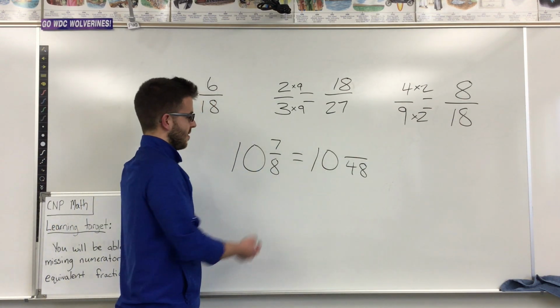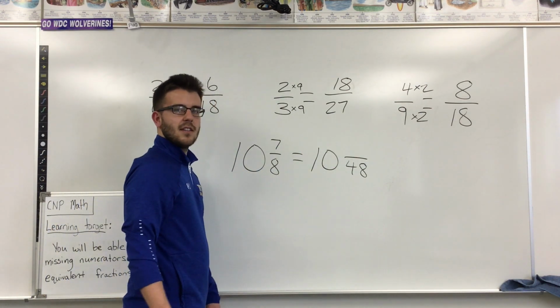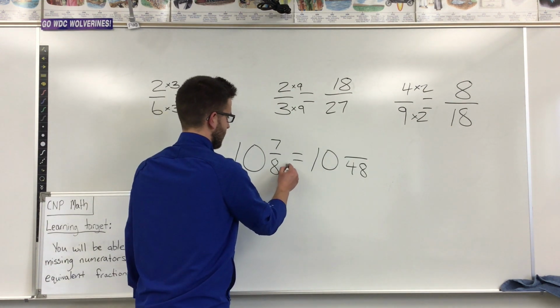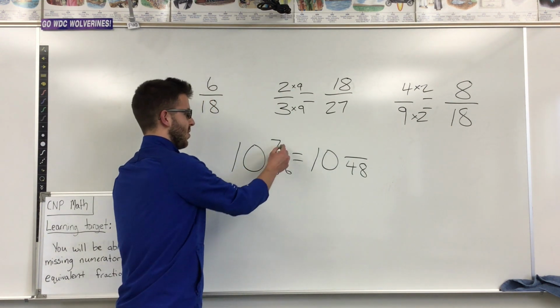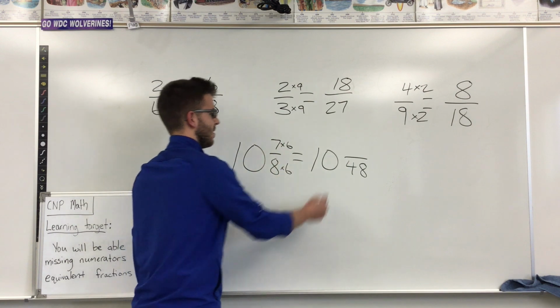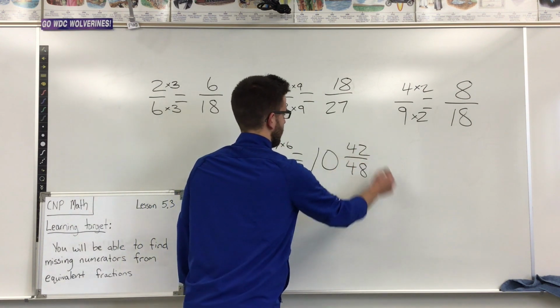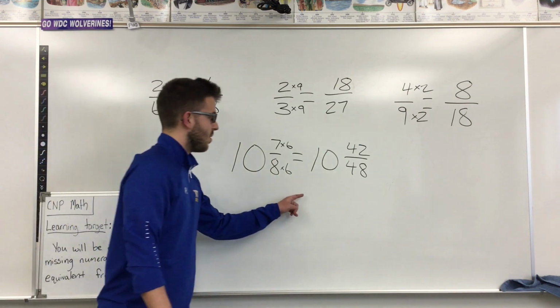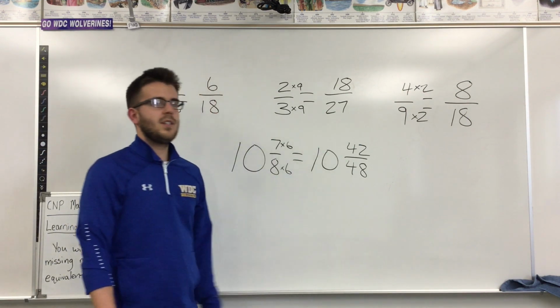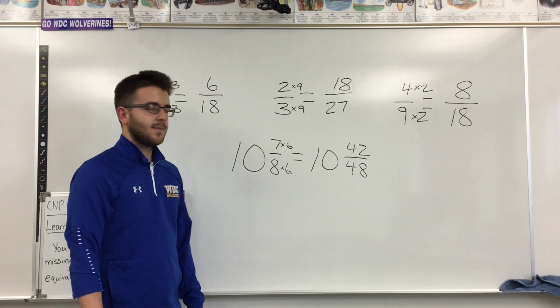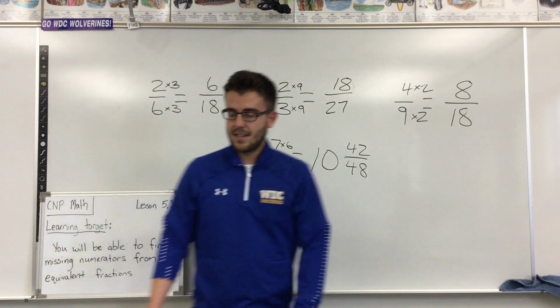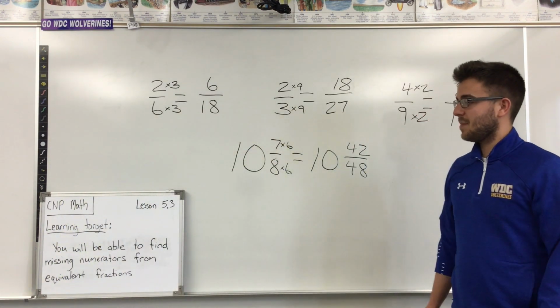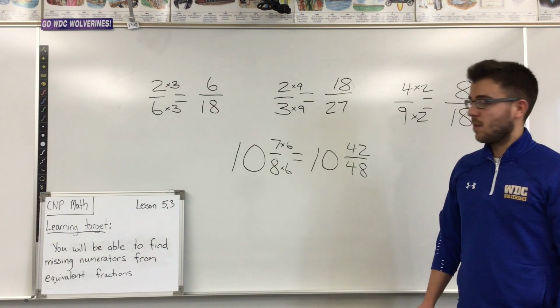Same thing applies. What number times 8 gets you 48? 6. What you do to the bottom, you do to the top. 7 times 6 is 42. Therefore, 10 and 7/8 is equal to 10 and 42 over 48. And that is how you find missing numerators from equivalent fractions.